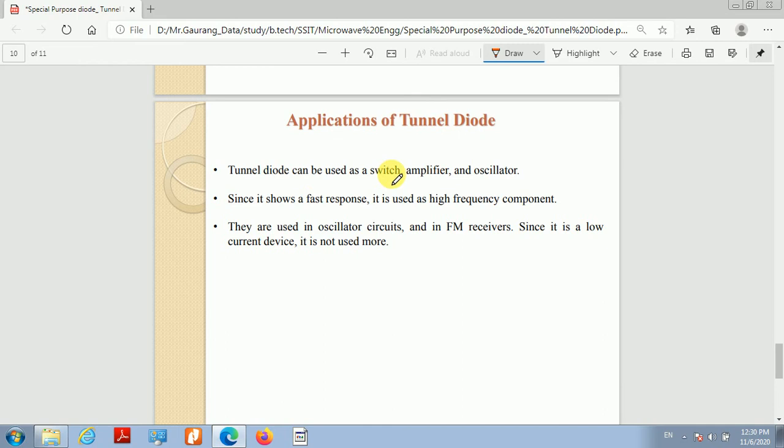Okay, now if you look at the applications of the tunnel diode, then as I mentioned, because of the negative resistance characteristic, the tunnel diode can be used as a switch, amplifier and oscillator, and it has a fast response because of the narrow depletion region. It has a fast response, so it is used in high frequency applications like microwave frequency applications. Diodes are also used in oscillator circuits and FM receivers. Since it has a low current, it is not used much at this point.